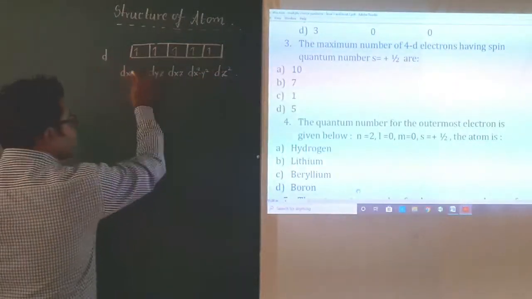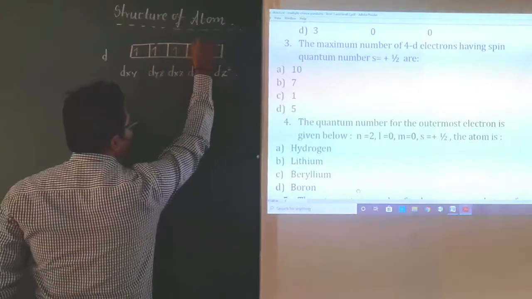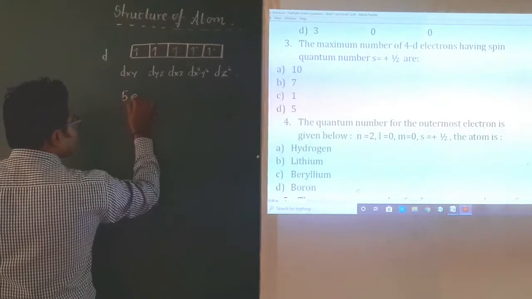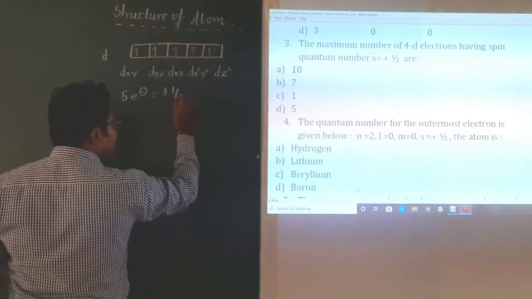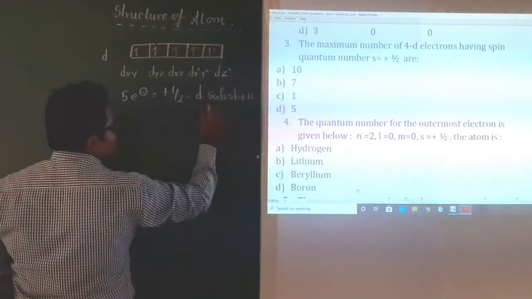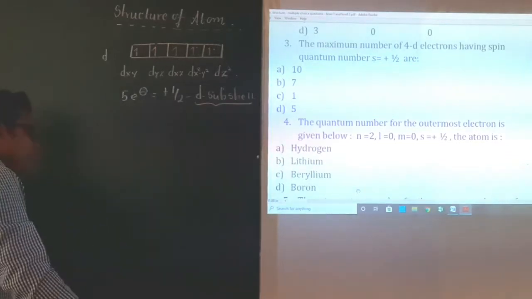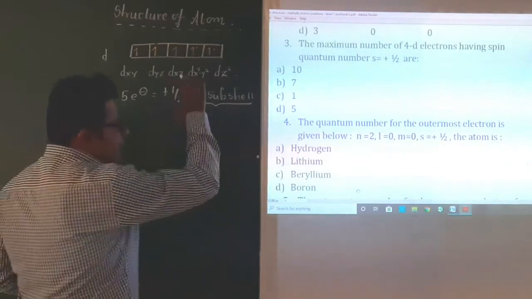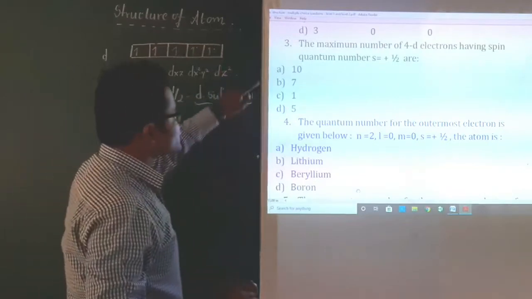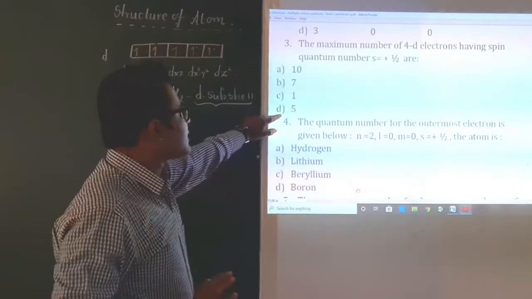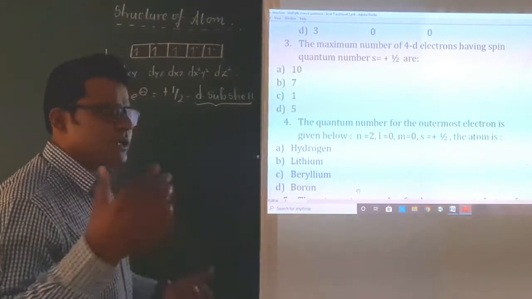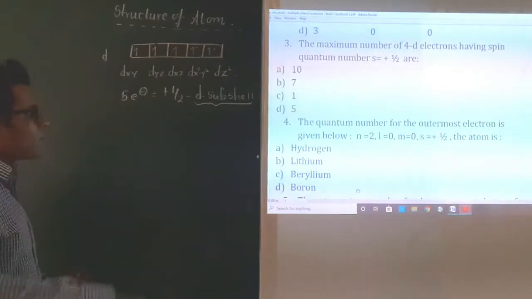So plus half, how many do we have? 1, 2, 3, 4, 5. There are going to be 5 electrons with plus half in the d subshell. Do we have that answer? Yes, that is option B. So the answer for question number 3 is 5. First try to solve the questions and then come to the options, though sometimes taking a look directly at the options can also be useful. So let's go with the next question.